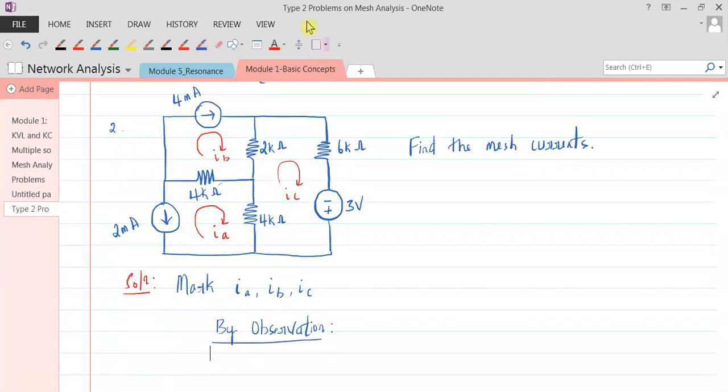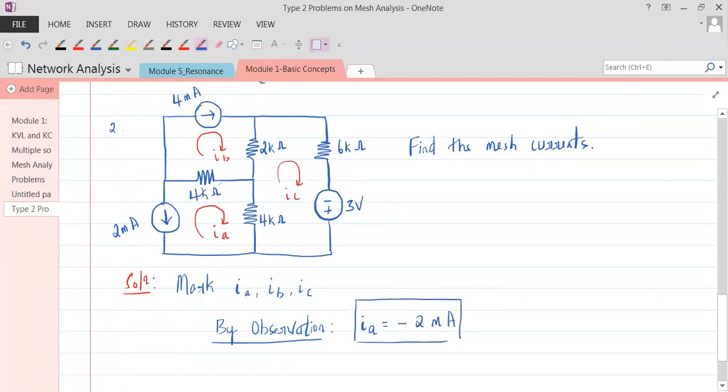What is true by observation? By observation we can say, what is IA now? See here, this 2 milliamperes is moving downwards in this particular branch, and in that branch IA would be moving upwards. So what does that mean? IA is minus 2 milliamps. So one current we know.